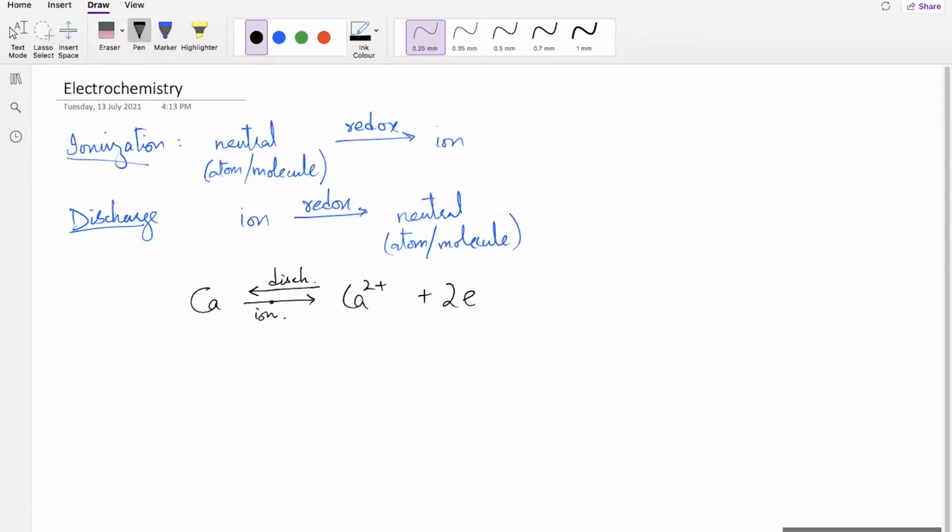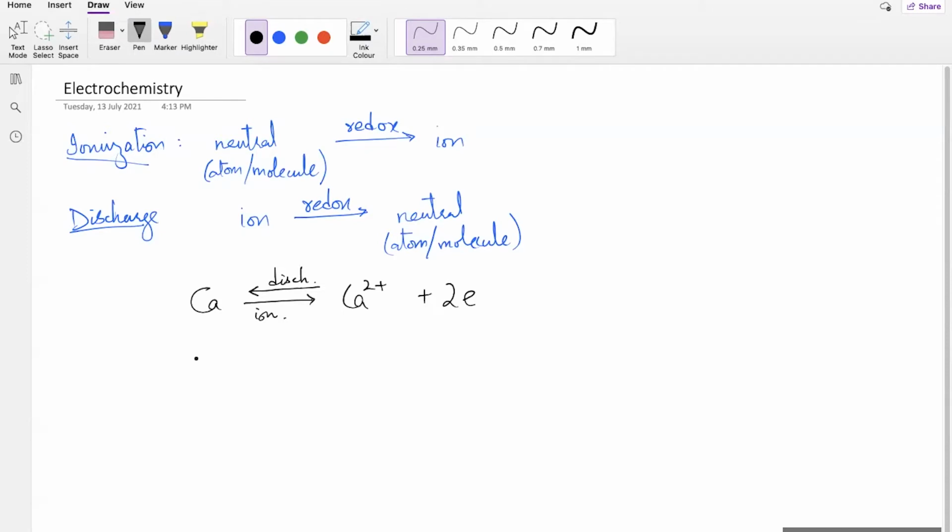But you'll notice that both of them are redox processes. In the ionization, calcium is losing electrons, which means it is oxidized. So in this case, ionization is oxidation. And the discharge is that calcium ion is becoming calcium atom. You can see that is reduction because calcium has gained electrons.